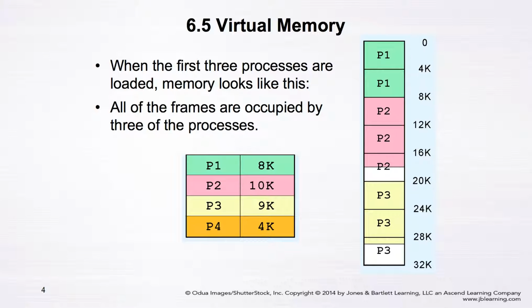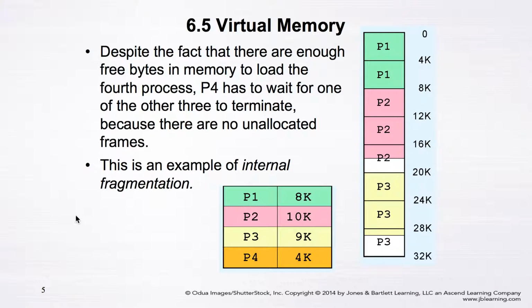So that's going to be a problem, because even though there's enough, 4 kilobytes, P4 has to wait for one of the other 3 to terminate, because there is no unallocated frame that fits process P4. Even though you can see 1 kilobyte here and 3 kilobytes right here, the total is still 4 kilobytes, but this cannot be allocated to P4 because the memory is in different positions. This problem is what we call internal fragmentation, because some parts are occupied by a page of a different process.